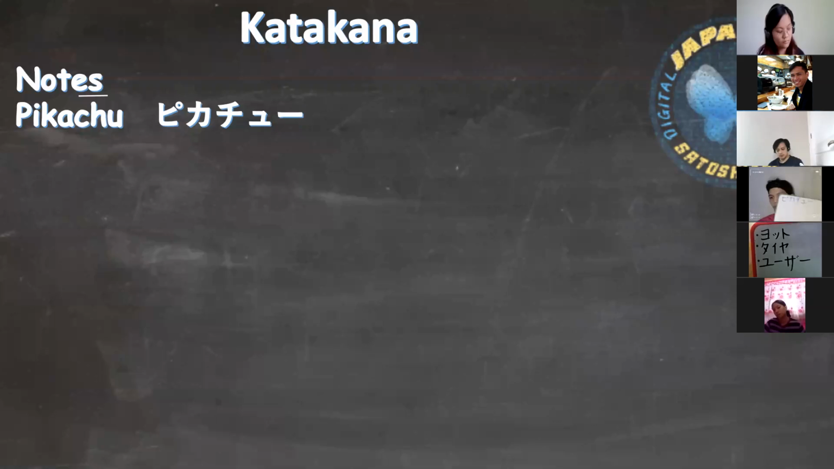Okay, because it comes from the word Pika. Pika means thunder, then chu is the sound of the rat, so chu chu. So that becomes Pikachu. So that's where the Pikachu name came from. Okay, let's have our next one.